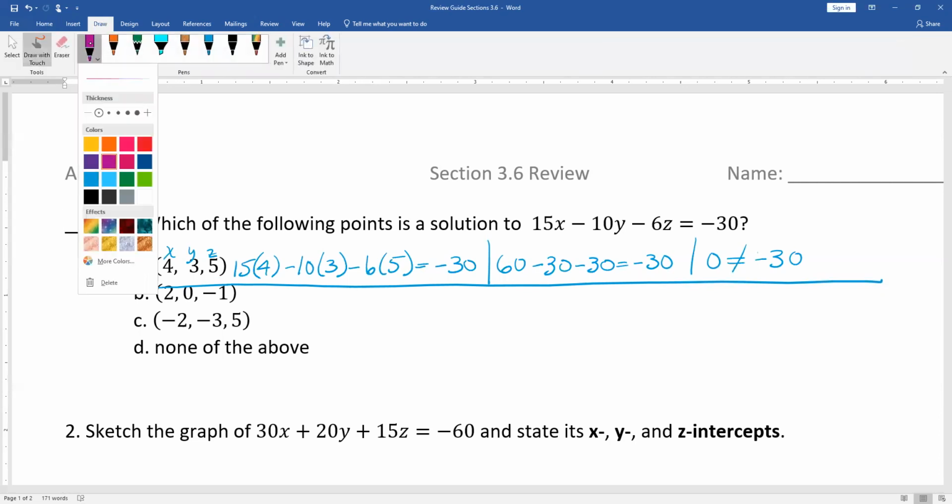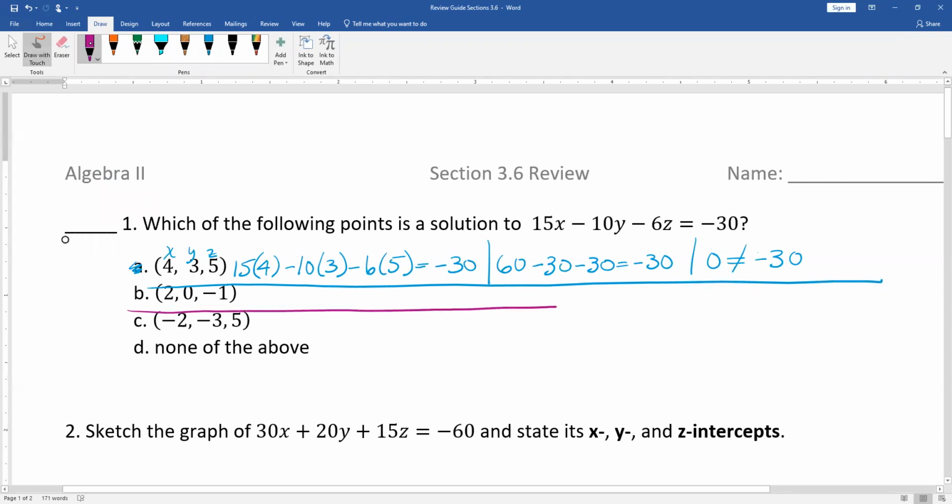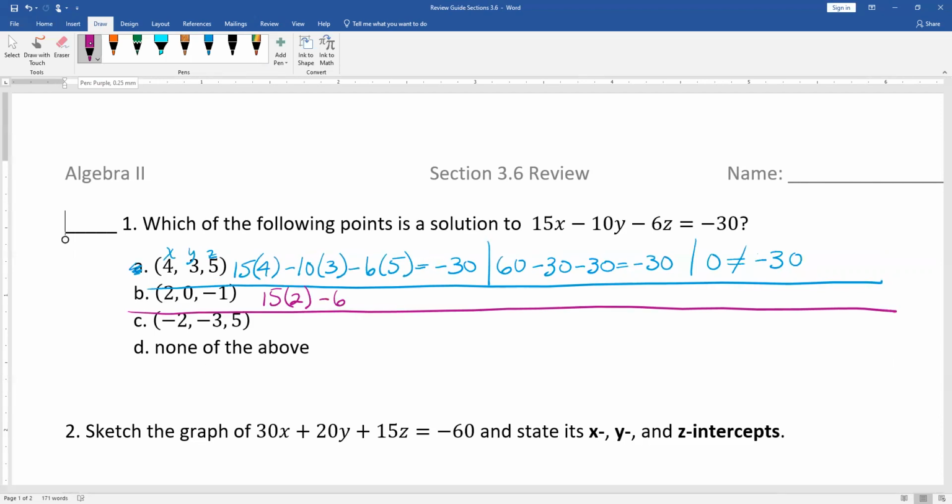All right, let's try the next one. 2, 0, and negative 1. So the 0 represents y. That means my y term, I'm just going to completely eliminate it. I don't need it. It's 0. So this is 15 times 2 minus 6 times z, which is negative 1. So this is definitely not going to be it either. Equals negative 30. But let's work it out. 15 times 2 is 30. Negative 6 times negative 1 is positive 6. So that equals 36, which is not negative 30. So again, that one's not true. All right, so not B.